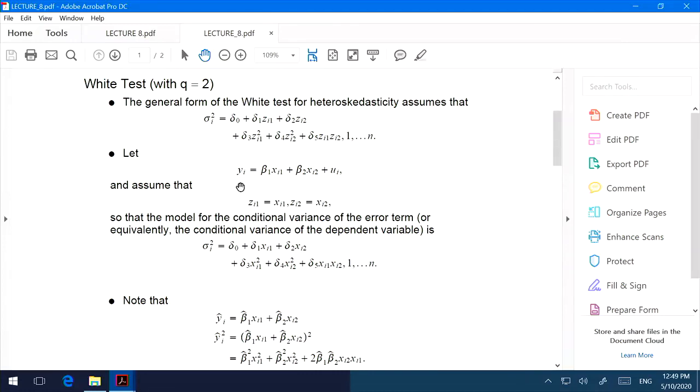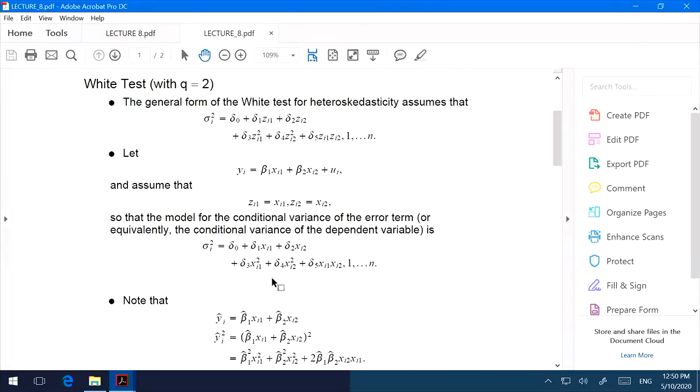So at step one, we would regress y on x1 and x2 and get the OLS residuals. And then at step two, this should be a hat. These should be the OLS residuals. This is my model for the conditional variance. This is Hal White's model for the conditional variance. So the variance of the error term depends on x1, x2, x1 squared, x2 squared, and then the cross product x1, x2. And obviously, under the null hypothesis, all of these deltas are equal to zero, except for delta naught, in which case the errors would be homoscedastic.